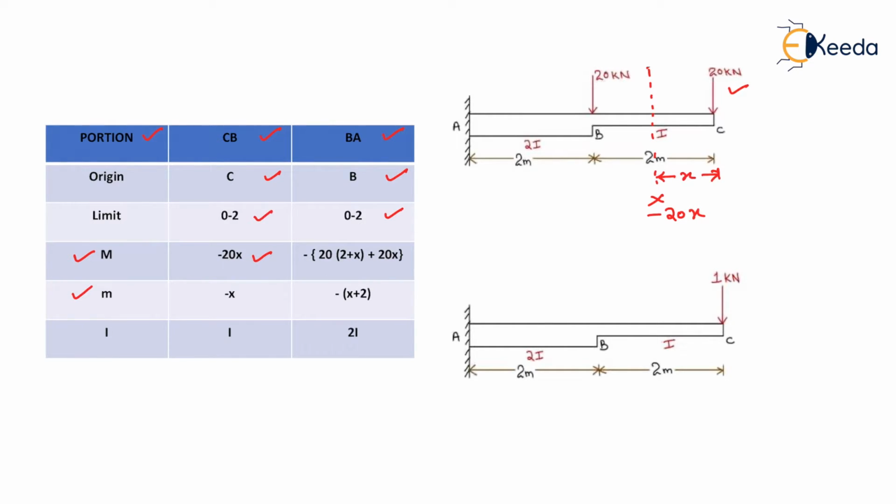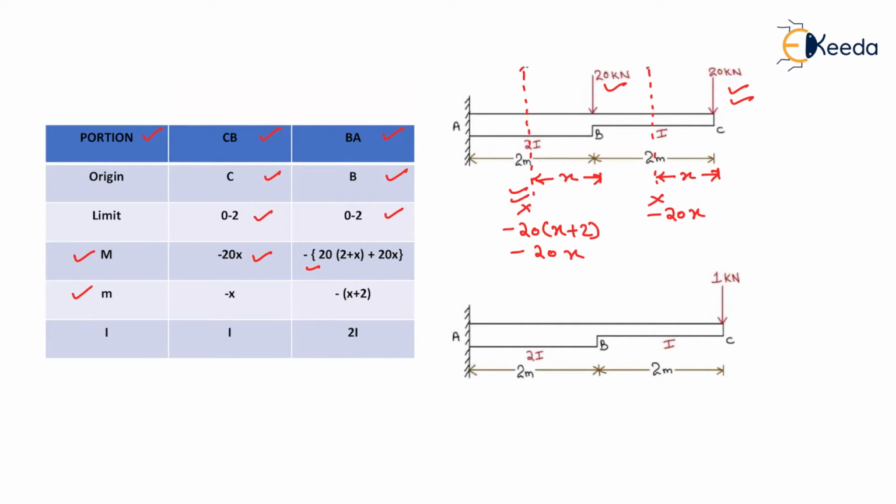For span BA we consider a section XX whose distance from end B is x meters. The moment acting on this section will be minus 20 into (x plus 2) due to this point load, minus 20 into x due to this point load. Taking the minus sign common, we write the value as minus 20 into (2 plus x) plus 20x.